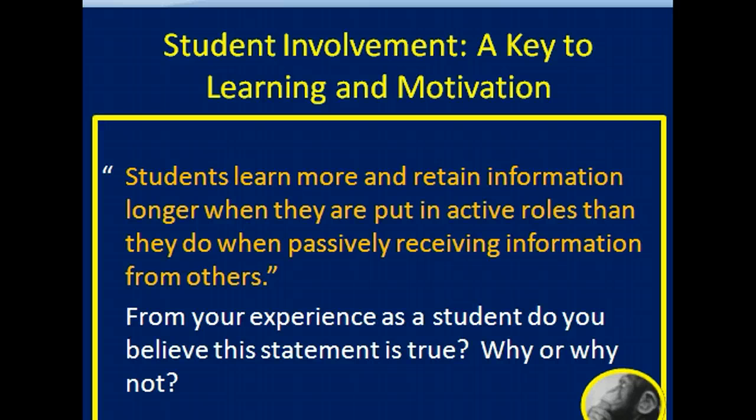On slide 7, entitled Student Involvement, a Key to Learning and Motivation, students learn more and retain information longer when they are put in active roles than they do when they're passively receiving information from others. From your experience as a student, do you believe this statement is true? Why or why not? And as you can see, you have the reflective monkey there on that slide, and I'd like you just to think a little bit about that research question, that when students are actively involved in the lesson, in information, they tend to remember the information as opposed to just passively receiving it.